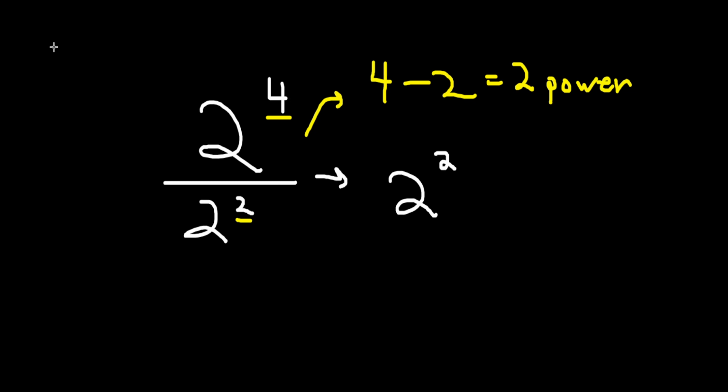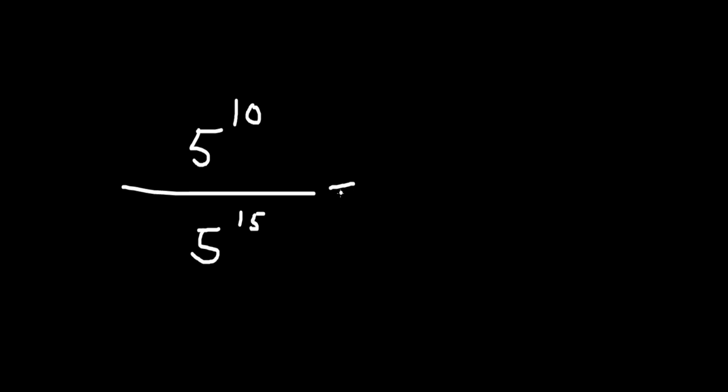And because I know negative numbers scare some people, we're going to do some with negative numbers. So let's say I have 5 to the 10th over 5 to the 15th. So the rule still applies. We're still doing the top one minus the bottom one. It's just that now we're going to get a negative answer. And that's okay. You can get negative powers.